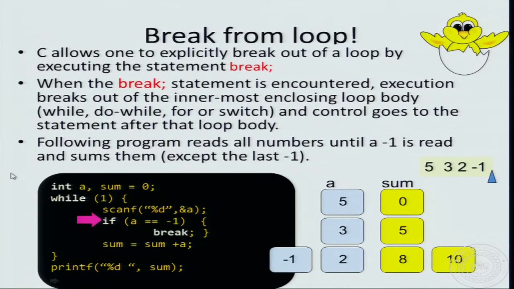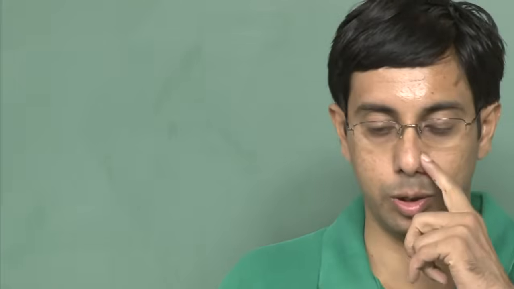So, what happens? The expression within the if statement is true, and you execute the statement inside the if condition, the statement is break. So, recall that the rule of break says that exit out of the innermost loop. So, in particular, what is the innermost loop?